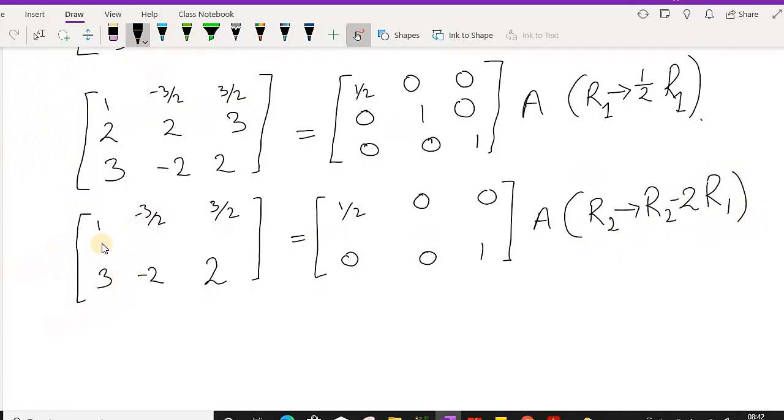What do you get? 2 minus 2 is 0, 2 plus 4 by 2, right? 4 by 2 means 2. So 2 plus 2 will be 4, right? Yes or no?